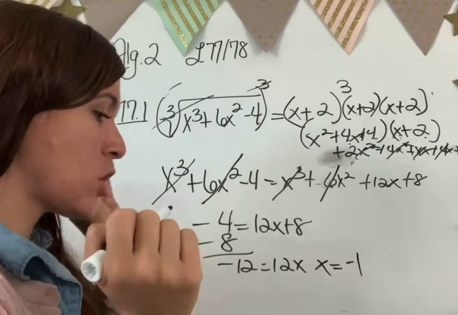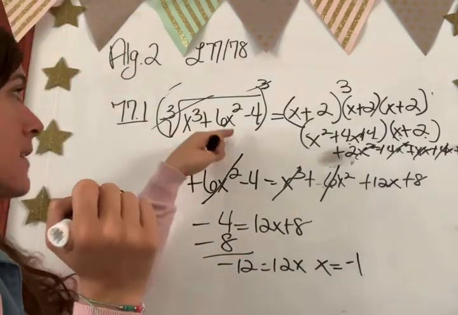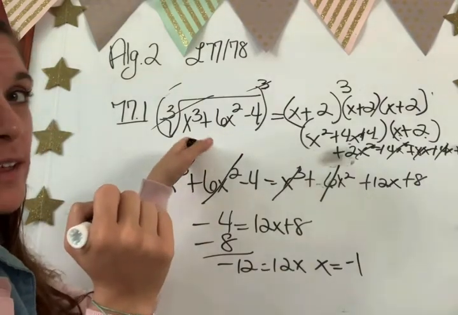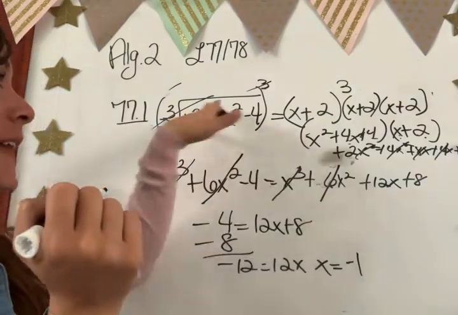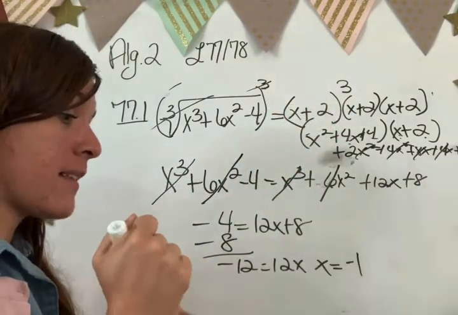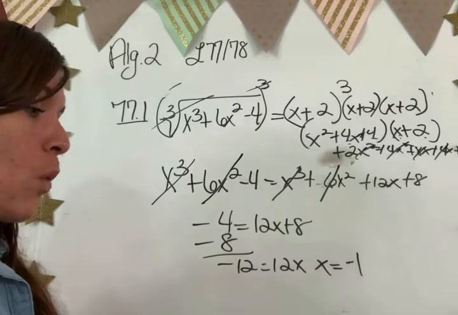You must check it, especially because it's under this, so what if it turns out to be an impossible answer? So you plug negative 1 into everything and find out that it checks out just fine, and that's your answer, negative 1.